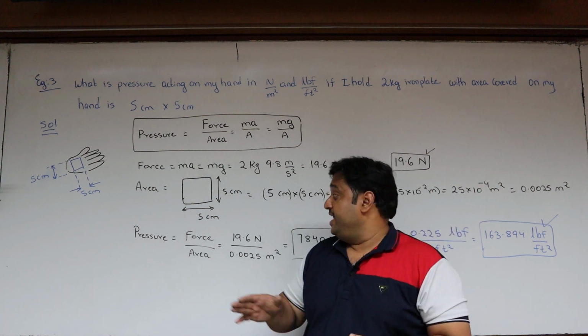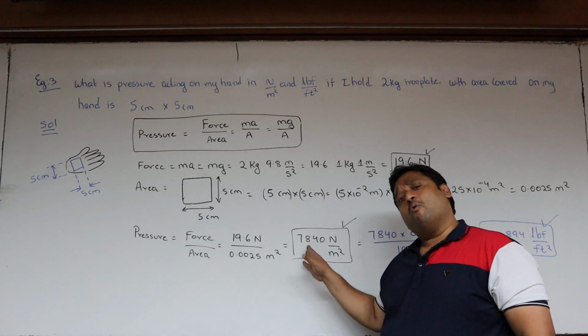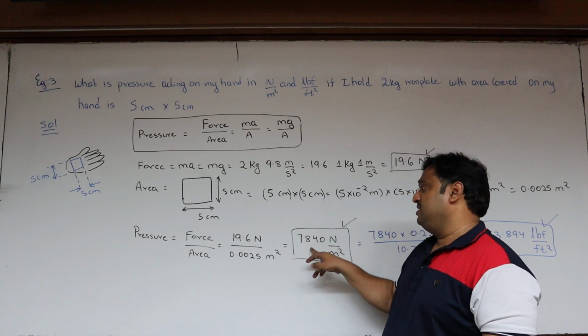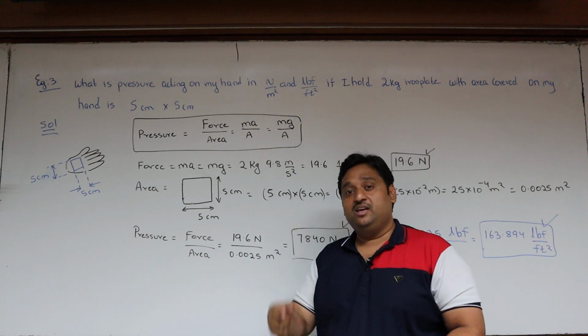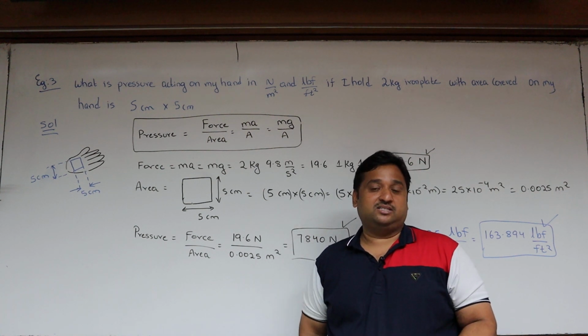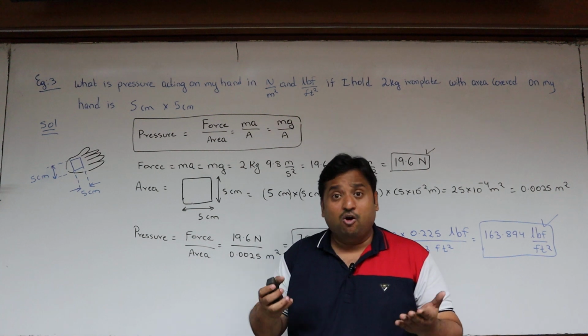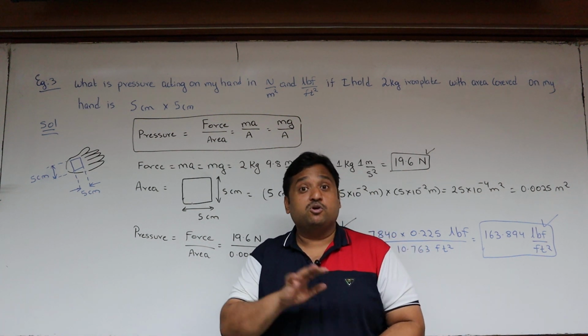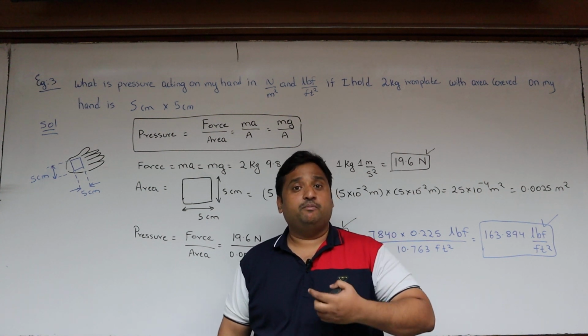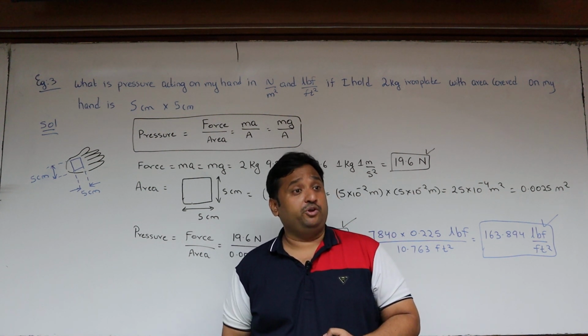In terms of pound force per square feet, and here the same thing, if you want to calculate in Newton per meter square, this is the amount of force acting by the 2 kg mass. I hope now it is clear about the pressure and the force calculations, because it is an important aspect, as an engineer, that you should know about the unit conversions.